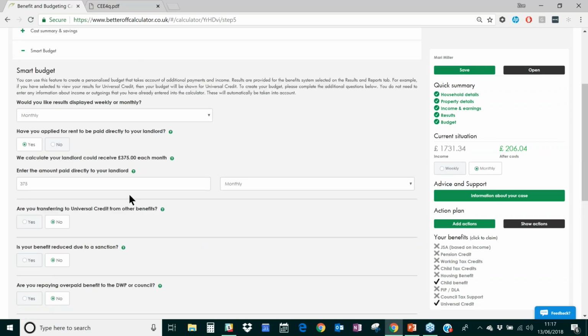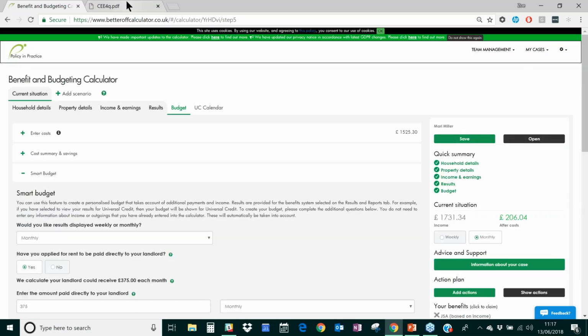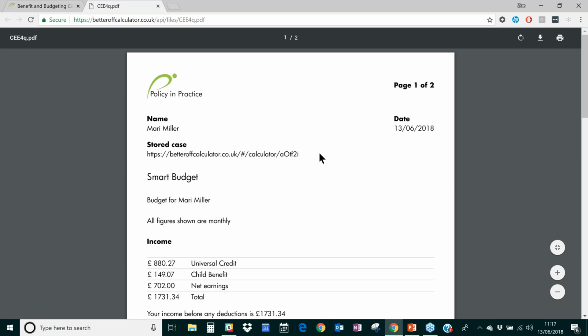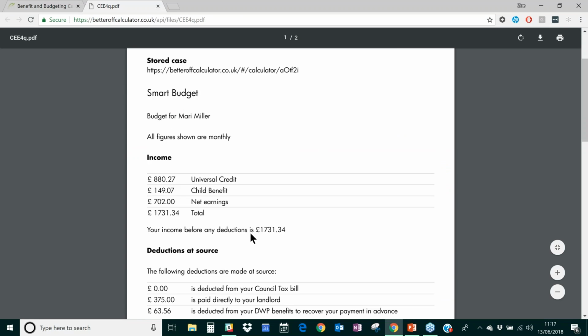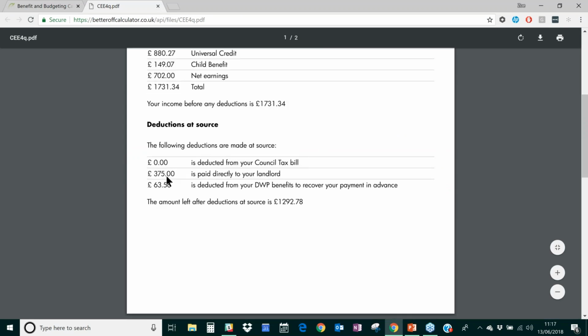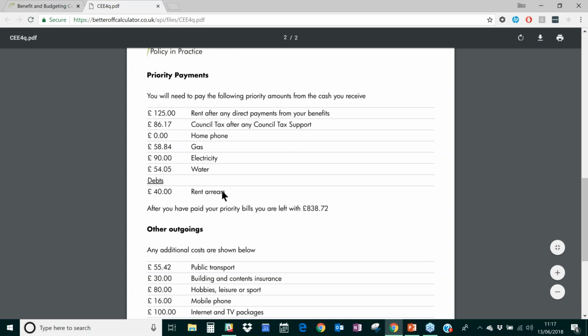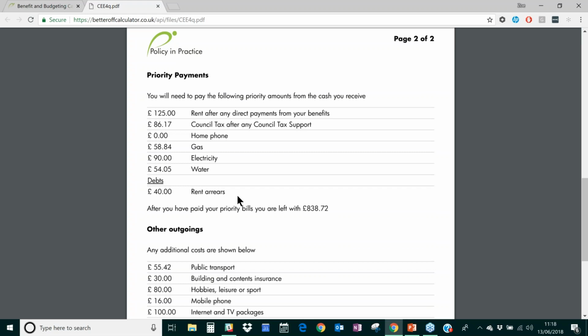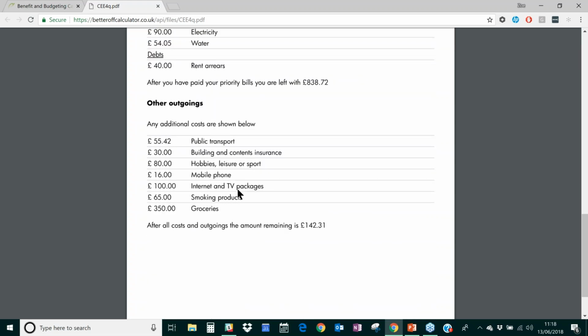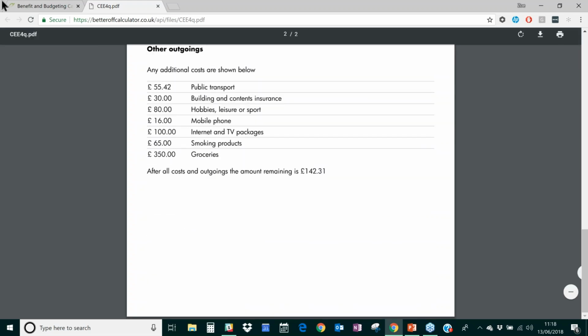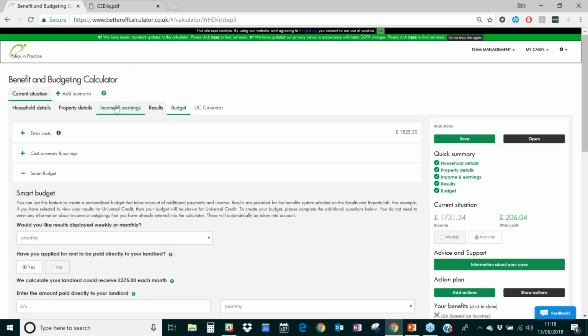And this produces a budget that the person can take away with them that shows them their total income, any deductions at source, in this case, some is going to the landlord, the priority payments they need to make after money's been deducted at source. In this case, they've had a discussion about rent arrears, they're slowly paying off their rent arrears, and other outgoings that aren't priority payments, and how much is left at the end. And this sort of information really does help people manage their universal credit claims.